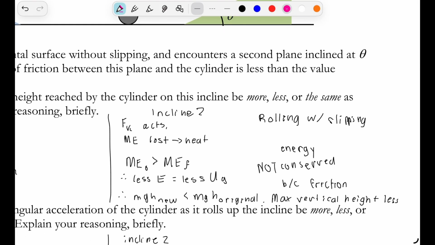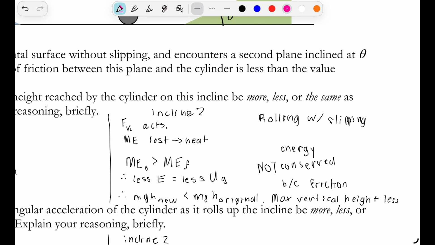Now on the other hand, for incline 2, we have rolling with slipping. And because we have rolling with slipping, this means that Fk, the kinetic friction force, acts. And that means some of the mechanical energy is lost as heat. So your initial mechanical energy is going to be greater than your final mechanical energy. And if you have less total energy, that means you have less gravitational potential energy. So when you compare mgh to your original one, the original one is going to have more magnitude because your total energy is going to be less.